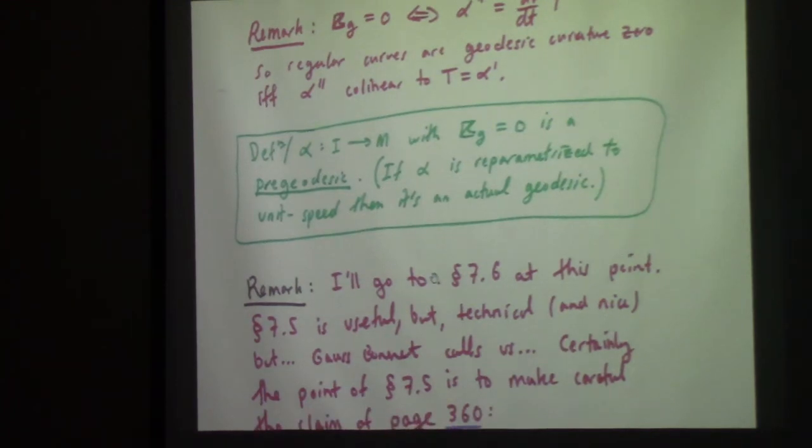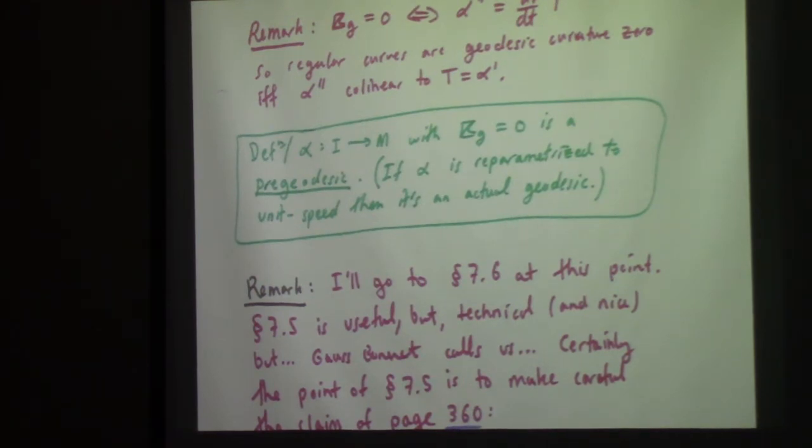So finally, a definition. Oftentimes in practice, when you're trying to find geodesics on a surface, the problem of actually finding a geodesic is a pain because they have to be unit speed curves.